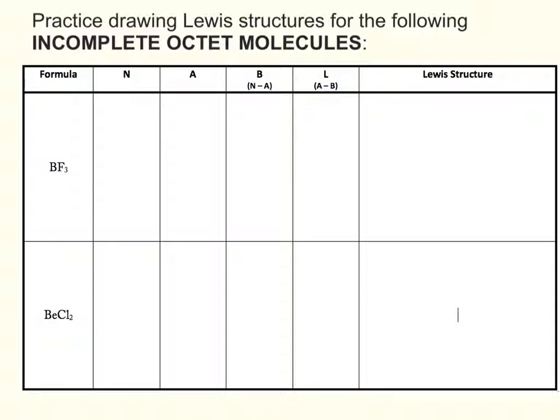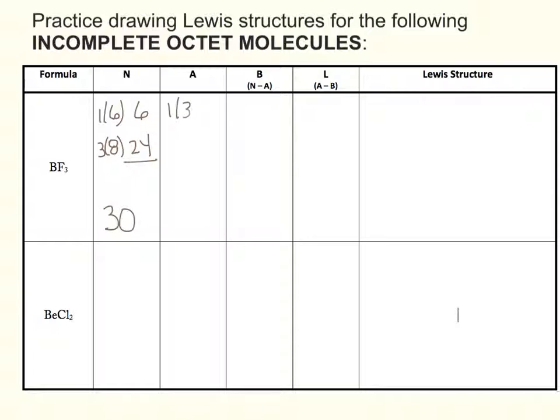We're going to end the video by drawing Lewis structures for incomplete octet molecules. This is an exception to the octet. Looking at our first molecule, we have 1 B. Remember, B is an exception. B only wants 6 electrons to be stable. There are 3 Fs which want 8. Add those up for a total of 30.